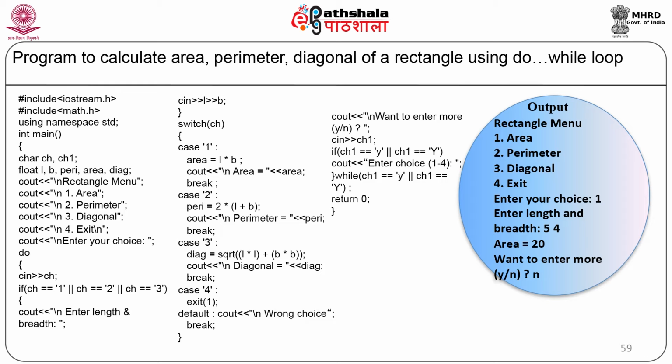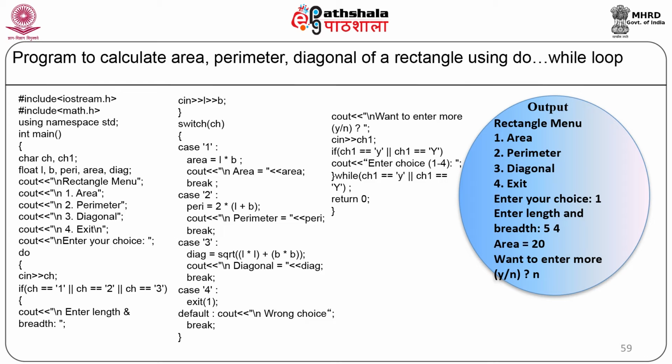If our choice is 1, it will ask for length and breadth, and it will display the area as 20. It will again display the message, want to enter more. If the value is yes, again the choice will be asked. If the choice is 2, it will ask for the length and breadth.